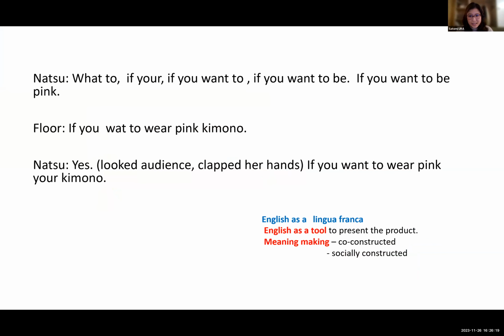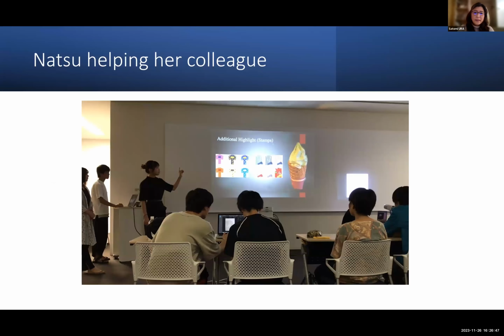And Natsu replied yes. So Natsu had difficulty describing the function by which the projection mapping audience can choose the color of the kimono, and Flora supported her. So you can see the embodiment of use of English as a lingua franca, and also Natsu realized how meaning is constructed in social interaction. Then, in the same presentation, Natsu worked with her younger colleague, and here you can see the co-construction of meaning again with Tomomi.